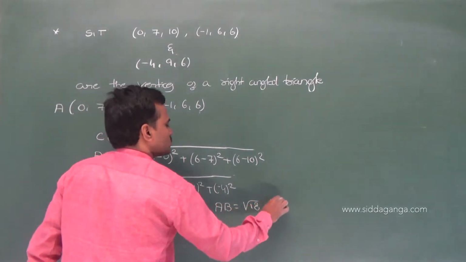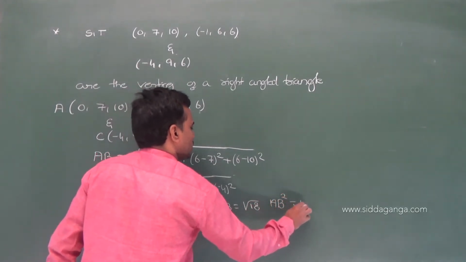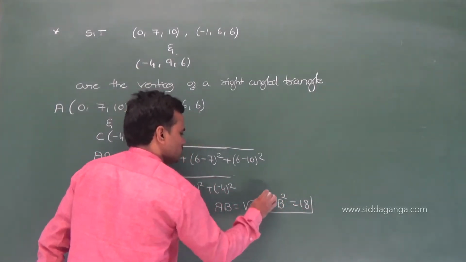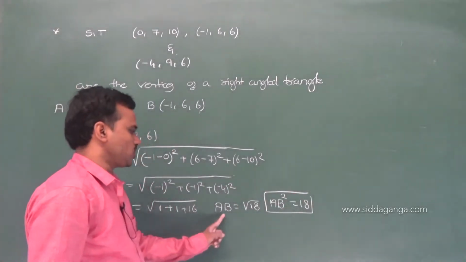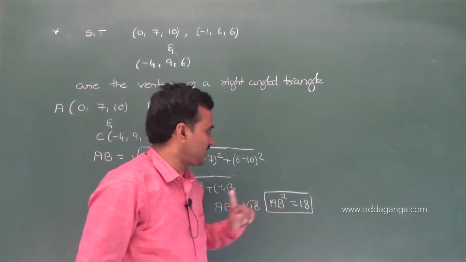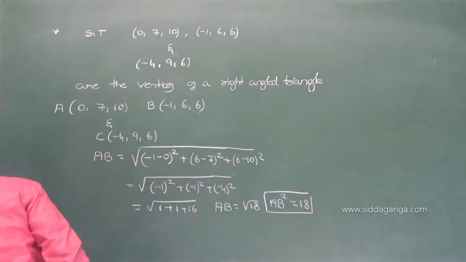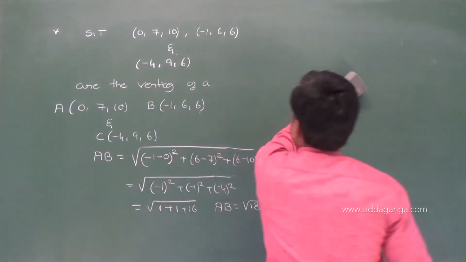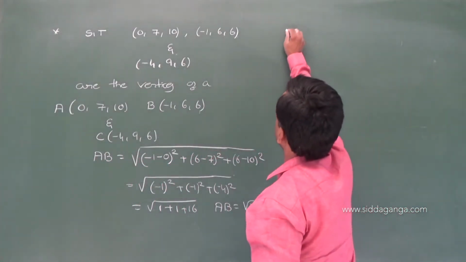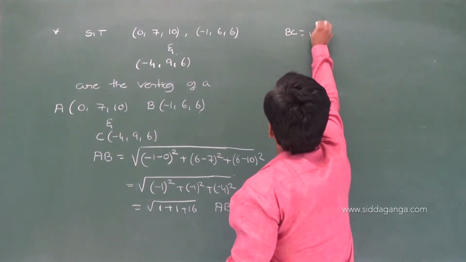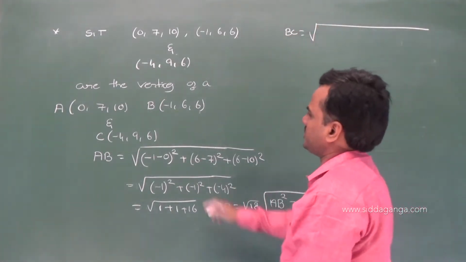So I calculate AB square. The square root gets cancelled, it is 18. Correct now? AB is equal to square root of 18, AB square is 18. Then we find the distance from B to C.